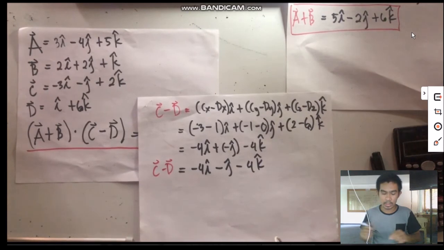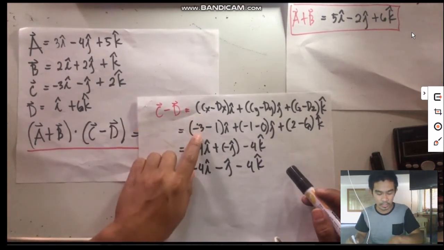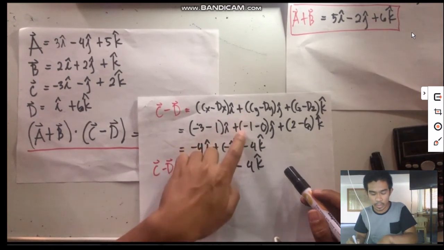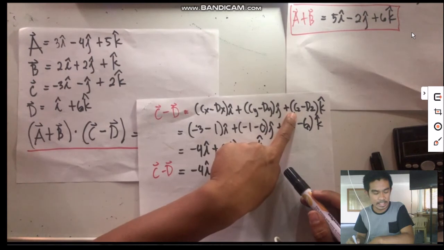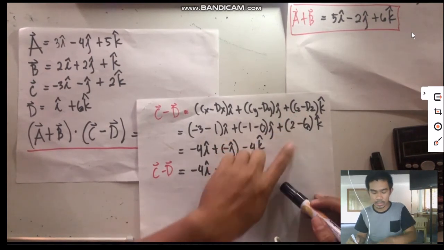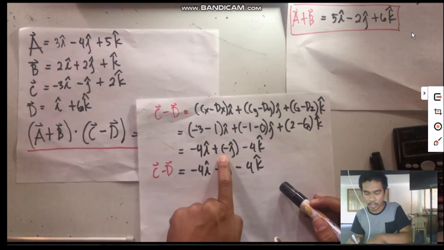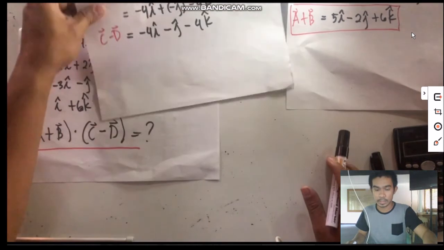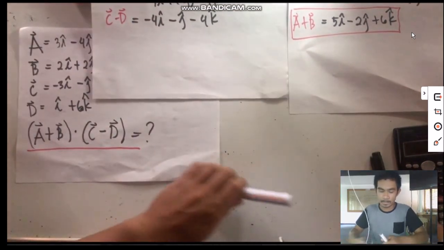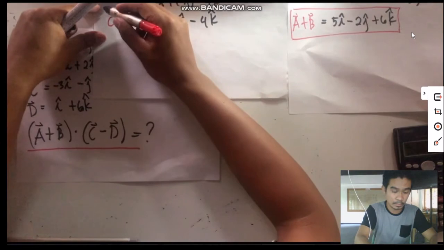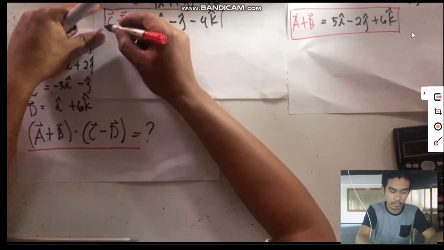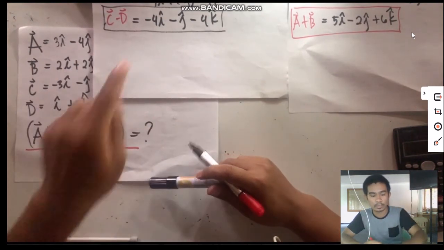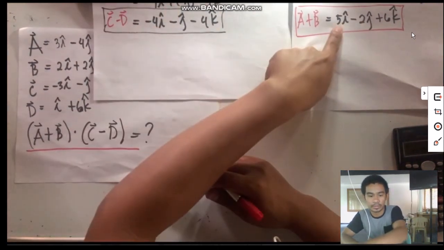So let us double check. CX is negative 3 minus DX, which is 1. CY is negative 1 minus DY, which is 0. CZ is 2 minus DZ, which is 6. Negative 4, negative 1, negative 4 K hat. Okay, next we need to do the dot product of these two vectors. We have two vectors already.